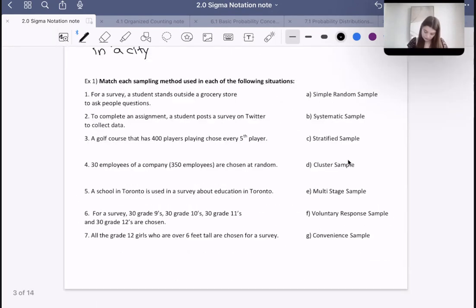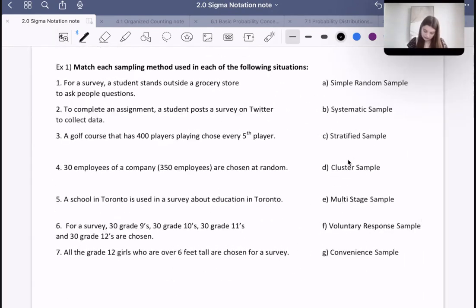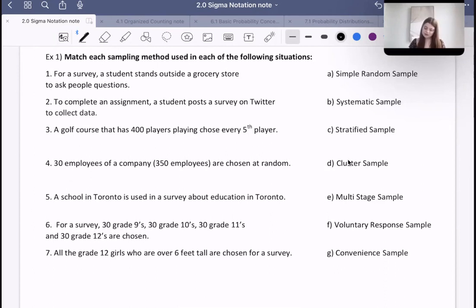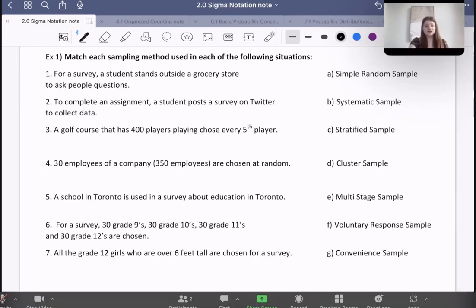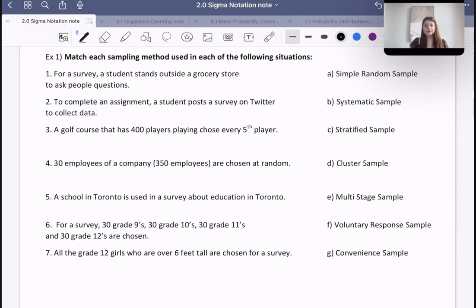Okay, so here are some questions. They are asking us to match each sampling method used in the following situations. The first one says, for a survey, a student stands outside the grocery store to ask people questions. Well, clearly this is a convenience sample, right? Because it's just whoever walks by that day, whoever is convenient for us to sample. It's not necessarily random, right?